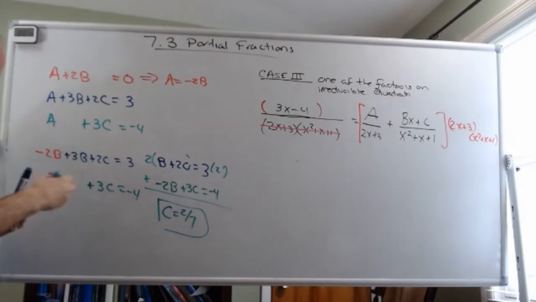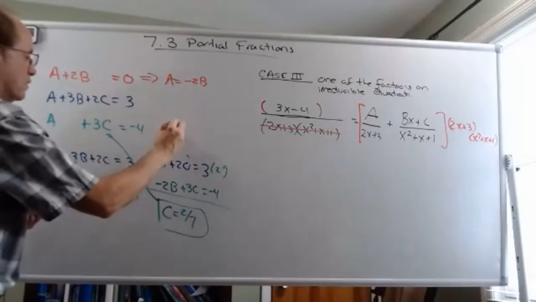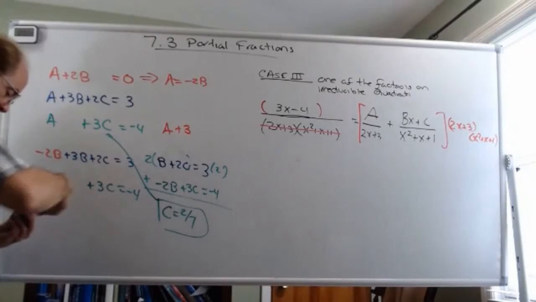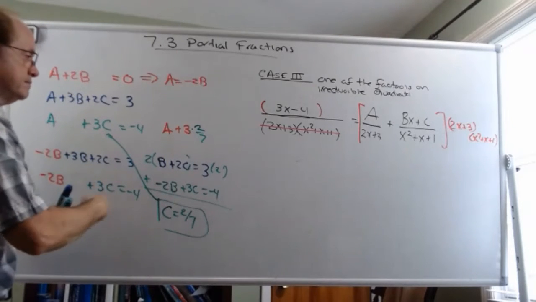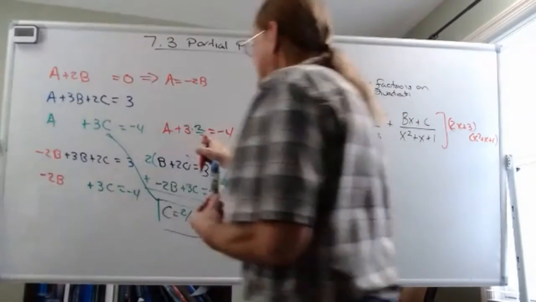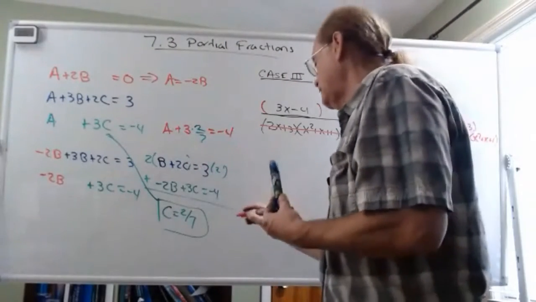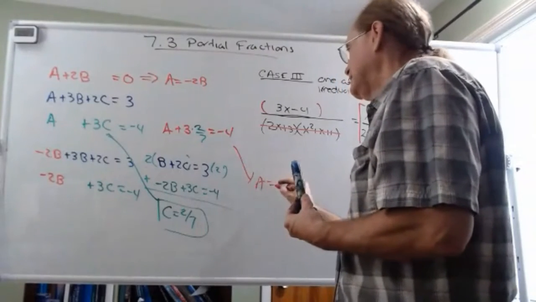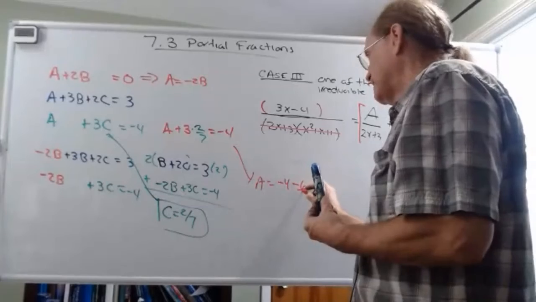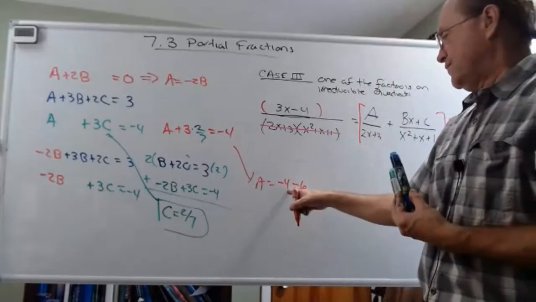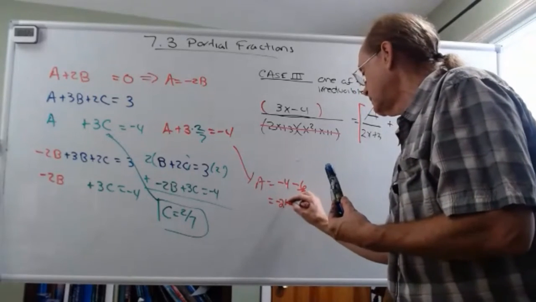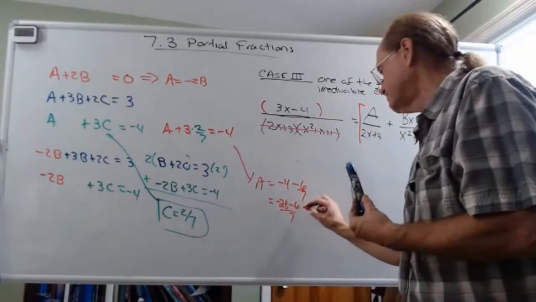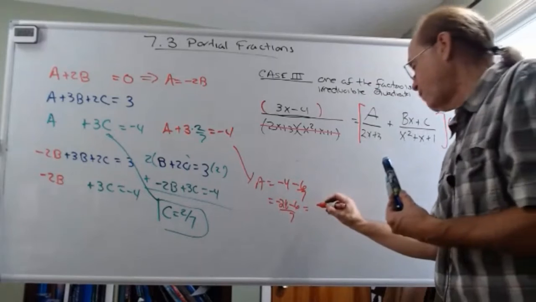Come over here and solve that, with the C over there, so I end up with A. You can see you have to do your work over here: A plus 3 times 2/7 has to equal negative 4. So this is 6/7, so I subtract it, and I'm going to get A then. A is equal to negative 4 minus 6/7. Negative 4 is negative 28/7, and negative 28 minus 6 over 7 gives me negative 34/7.